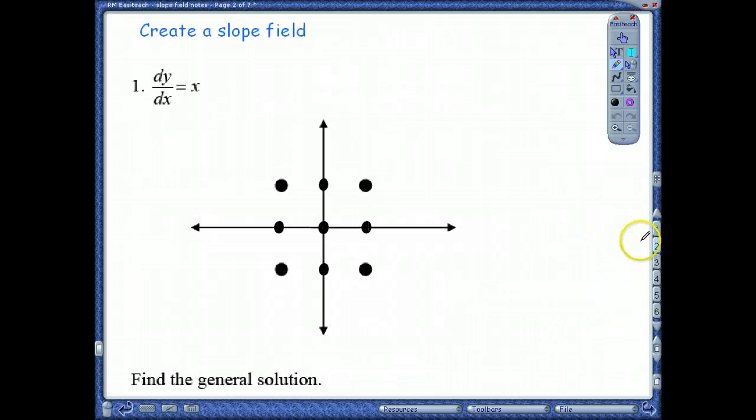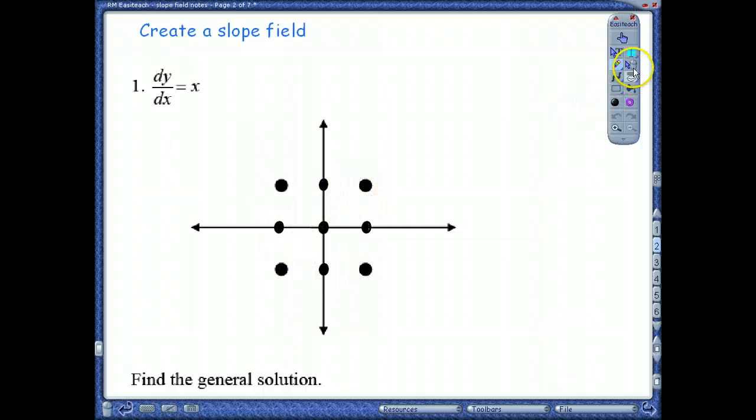So this is what it's going to look like. They're going to ask us to create a slope field. Notice you have your differential equation. Differential equation, don't get all caught up. It just means it's a derivative and it's an equation. So dy over dx equals x. This is a very simple differential equation. Now notice they give us a grid here of 9 points.